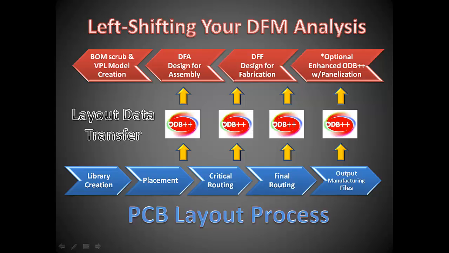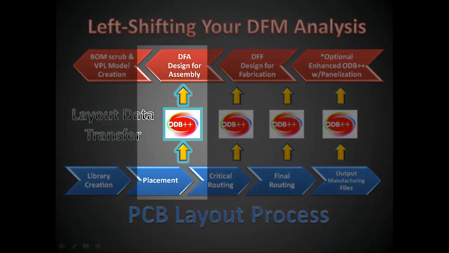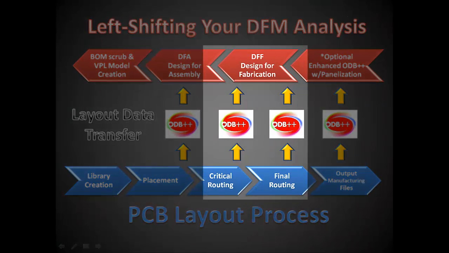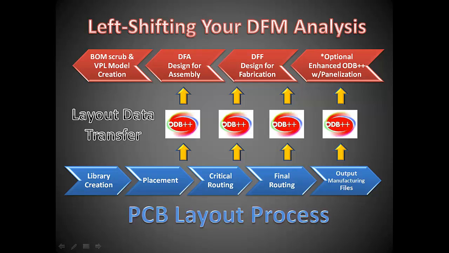Exact models of the component device called VPLs are created for overlaying onto the footprints once the component placement has been completed. An ODB++ of the PCB layout is provided for DFA assembly analysis, and the footprint and component spacings are checked, along with inspection and board handling considerations. A design for fabrication, or DFF check, will be used for checking shorts, opens, or any critical flaws once the PCB layout routing and planes have been finalized. Incremental DFF and DFA checks can be run during the layout, such as critical routing or library creation, so again any potential problems can be caught early in the design process.